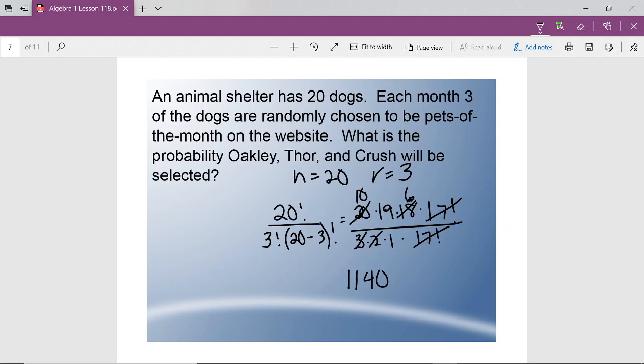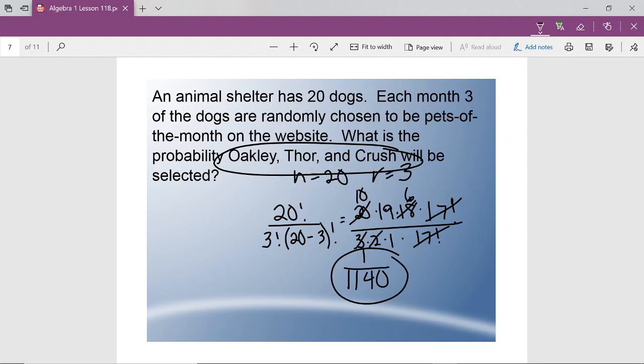Well, if I want to know what's the probability of these 3 in particular being selected, there's only one combination with those 3 in there. That's what we've assured. There's only one. So I have 1 out of 1,140 that get chosen. Okay, that's the probability of those 3 themselves, just those 3 getting chosen.